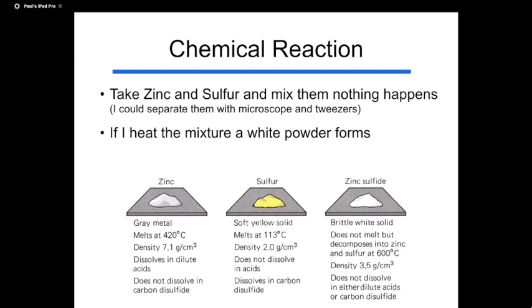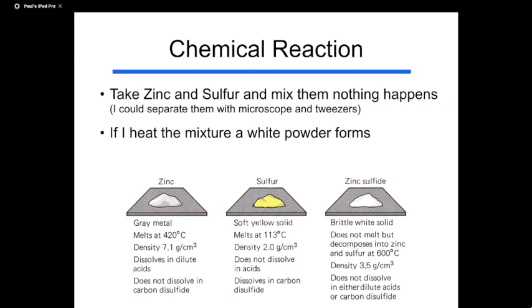So they're different. This one will dissolve in acids. This one doesn't care about acids, doesn't dissolve. This one doesn't dissolve in this particular solvent, but this one can dissolve. And so they have very different properties.